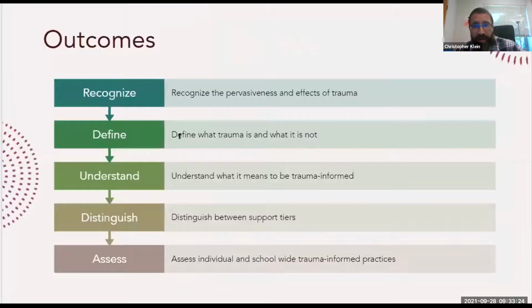All right, so our outcomes for today are going to be: recognize the pervasiveness and effects of trauma; define what trauma is and what it's not; understand what it means to be trauma-informed; distinguish between support tiers and recognize that we do have all support tiers functioning at Kennedy, although we can make them a little bit more robust, especially in tier one; and assess individual and school-wide trauma-informed practices.